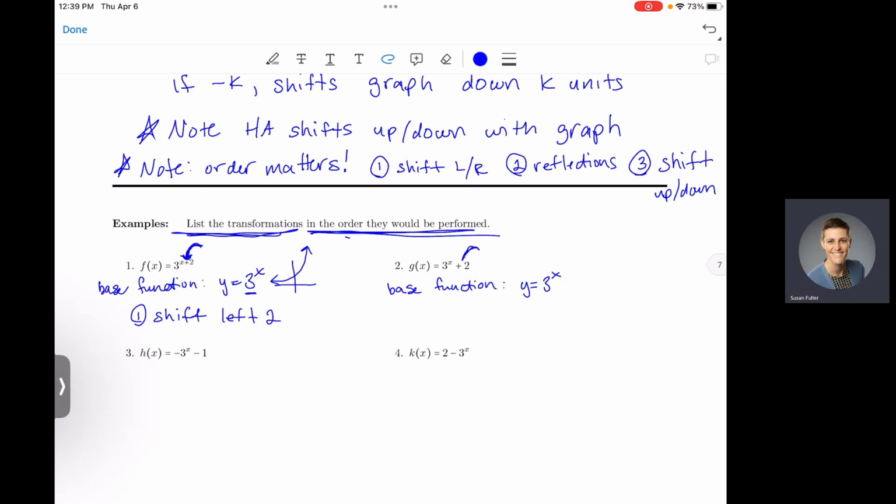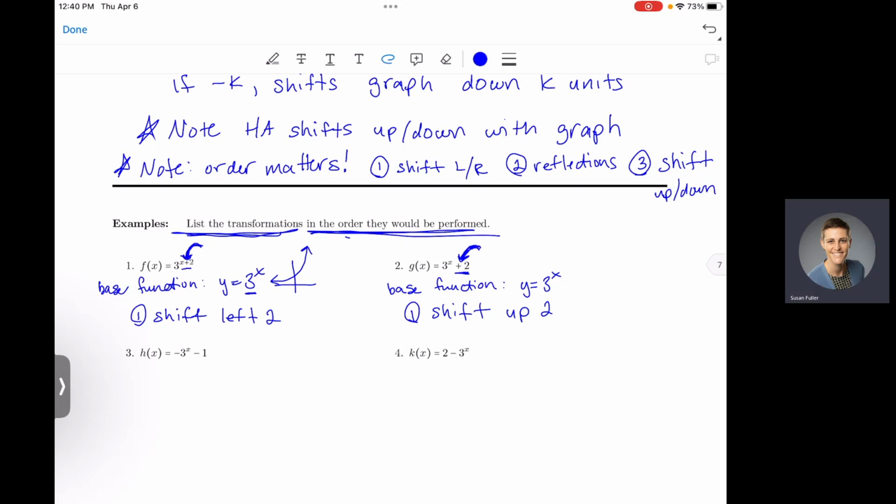Well, we have the plus 2 again, but it's in a different place. What does this plus 2 do? That's it. It's going to shift us up vertically 2 units. Because this time it's down adding to y instead of up here adding to x. That's the difference.